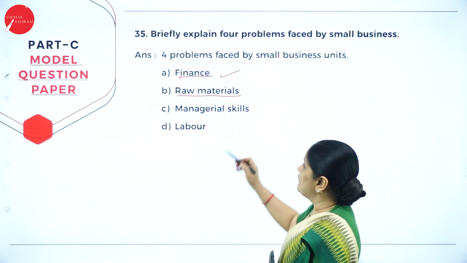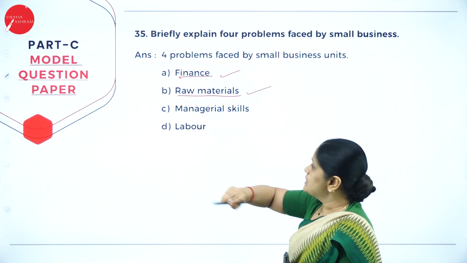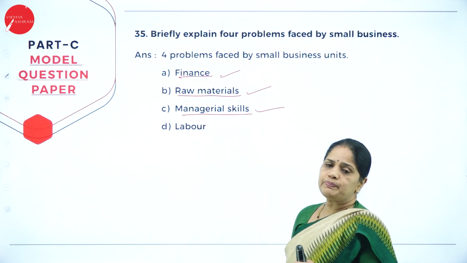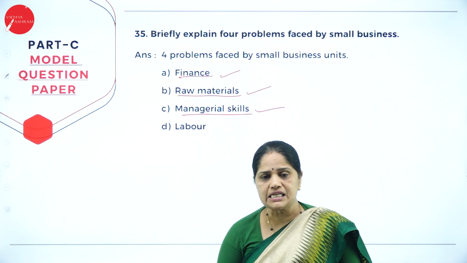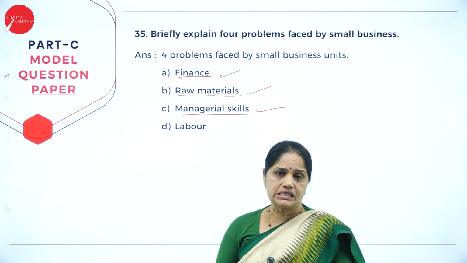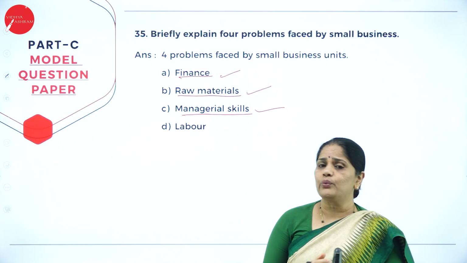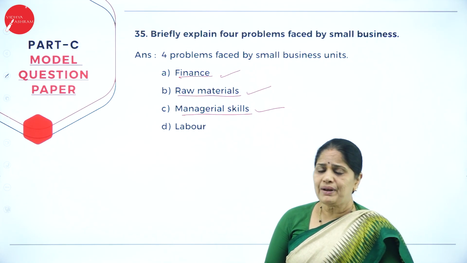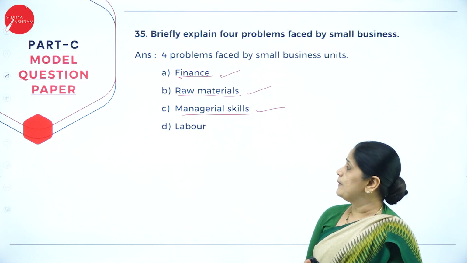So they will be having the problem of raw materials. Then the third one is lack of managerial skills. So the people who are running these businesses don't have managerial skills because their education will be limited. As a result, they will not have any plans for growth or expansion of the business.